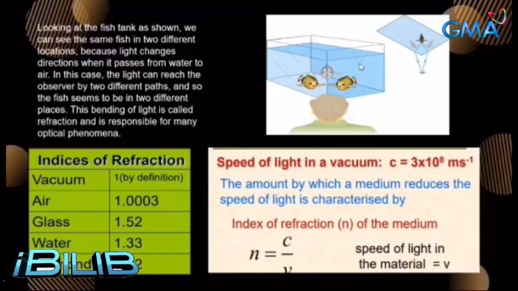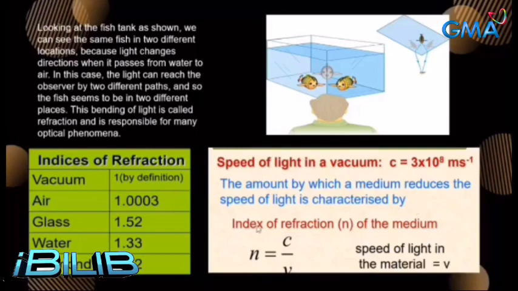In this case, the light can reach the observer by two different paths. And so the fish seems to be in two different places. Ayan. Dahil nga doon, napansin natin na yung fish na yon ay magkaiba ng places or location. This bending of light is called refraction and is responsible for many optical phenomena.